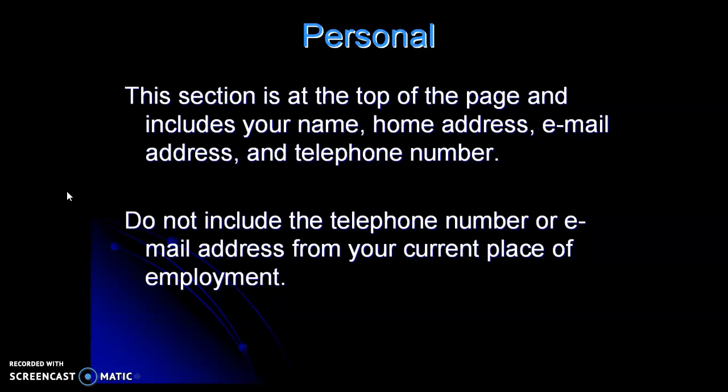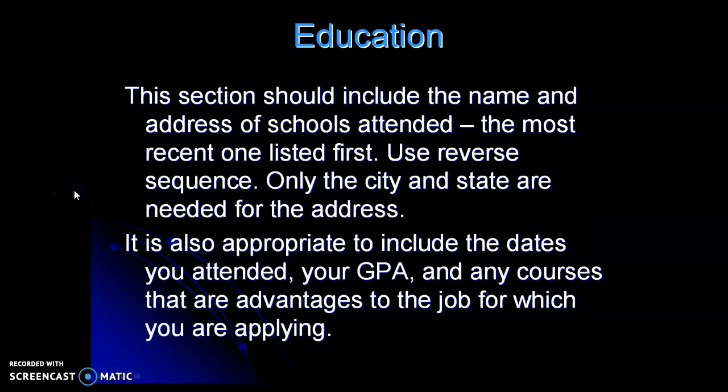Personal. This section is at the top of the page and includes your name, home address, email address, and telephone number. Do not include the telephone number or email address from your current place of employment. Education. This section should include the name and address of schools attended, the most recent one listed first. Use reverse sequence. Only the city and state are needed for the address. It is also appropriate to include the dates you attended, your GPA, and any courses that are advantageous to the job for which you are applying.